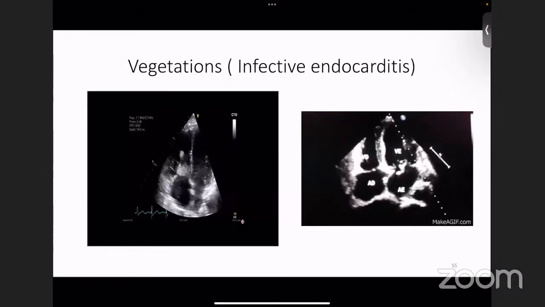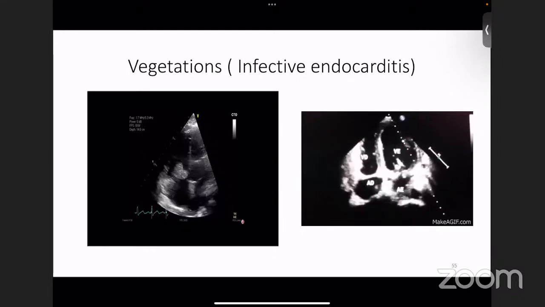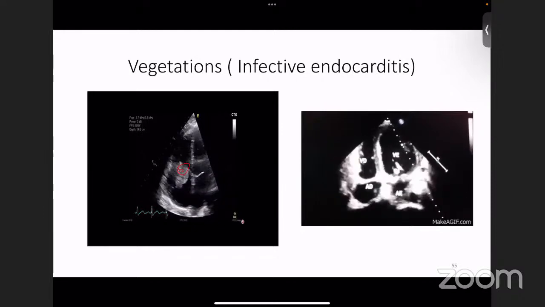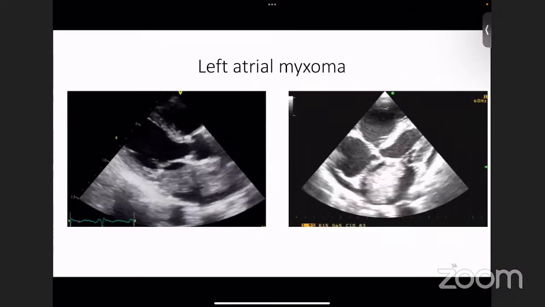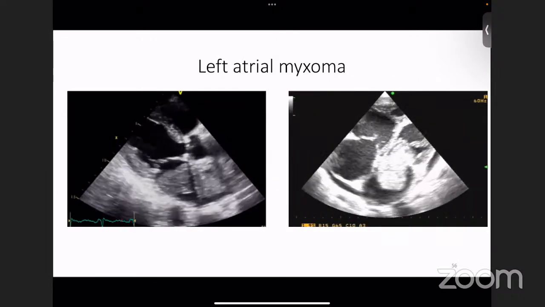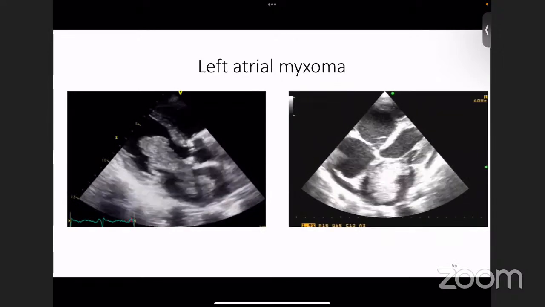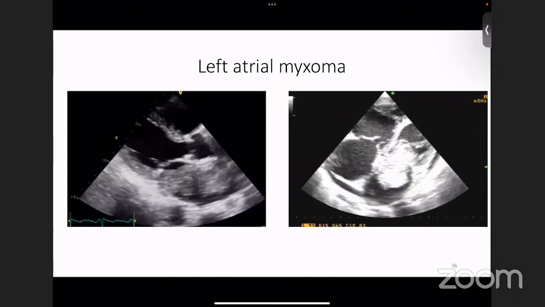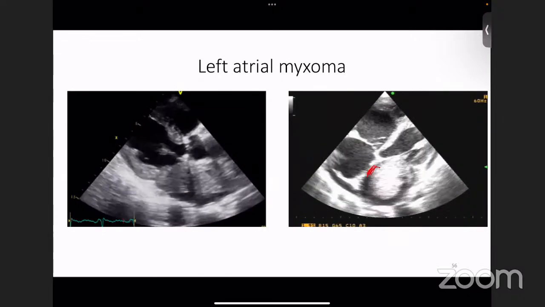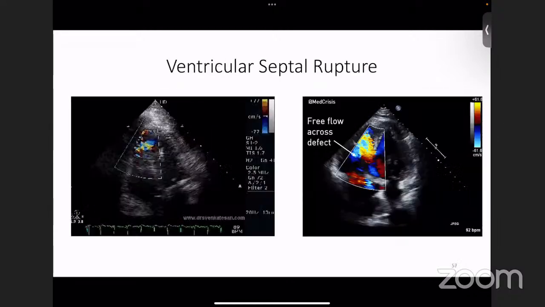Then we see vegetations in infective endocarditis. This is the 4-chamber view where you are seeing the vegetations in the tricuspid valve. Here you are seeing vegetation in the mitral valve. These are a few cases where there is a left atrial myxoma, which is moving across the LA-LV. Okay, this is a left atrial myxoma. You can see in this view that it is attached to the intra-atrial septum, and it is trying to go into the LV and coming back to the LA.